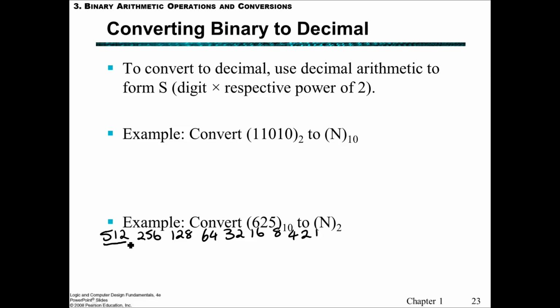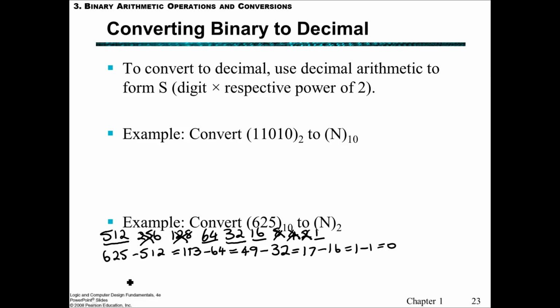So definitely we need a 512. 625 minus 512, and we get 113. We don't need this one. We don't need 128, but we're going to need a 64. It's 49. So we're also going to need a 32. 17. So we're going to need a 16. And we don't need an 8. We don't need a 4. We don't need a 2, but we need this 1 as well.